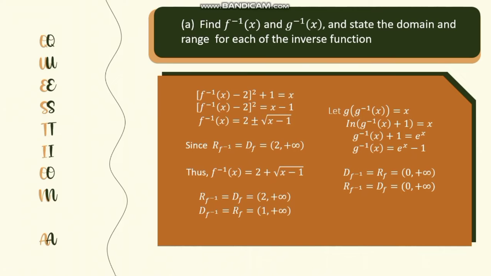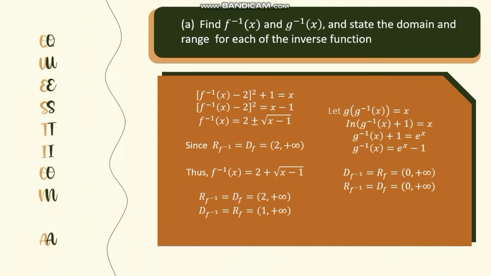f inverse: (x minus 2) squared plus 1 equals x, then (x minus 2) squared equals x minus 1, and then x equals 2 plus or minus the square root of x minus 1. Since the domain is 2 to positive infinity, f inverse is going to be 2 plus the square root of x minus 1.